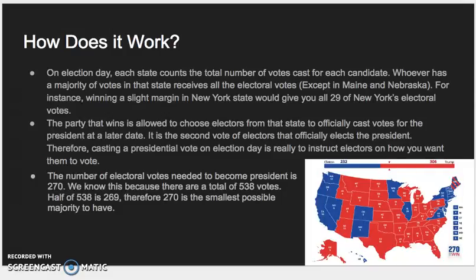And so you have to get, in order to become president, a total of 270 votes. Now, 270 might seem like a random number, but we get to that number because, remember, there's 538 total votes. Half of 538 is 269. So if you have 270, it is a small majority in the Electoral College, but it is a majority nonetheless.